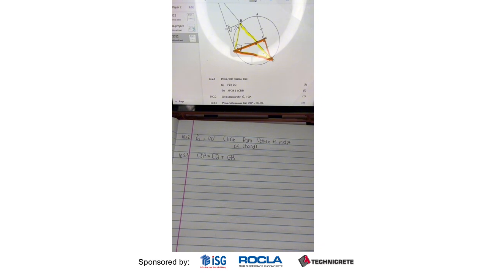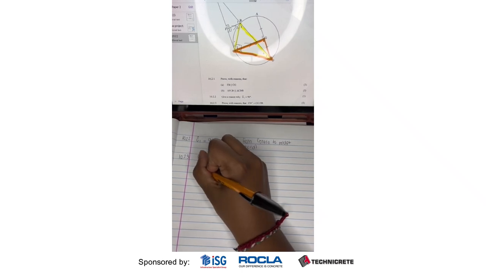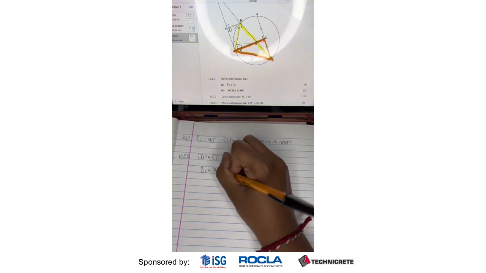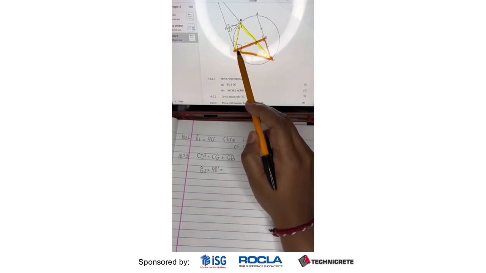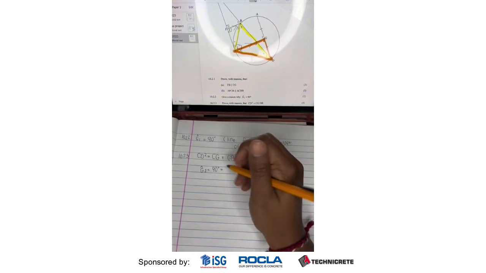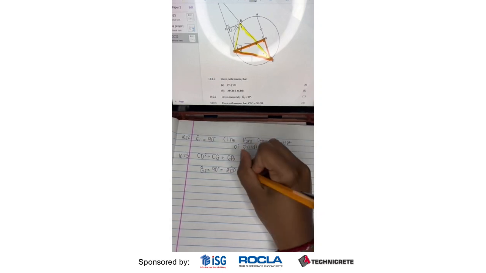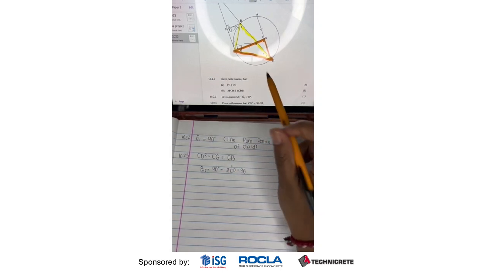GCD and CDB. So the first thing that we can see is that G2 is equal to 90, but BCD in the yellow triangle is also equal to 90, which we calculated earlier.